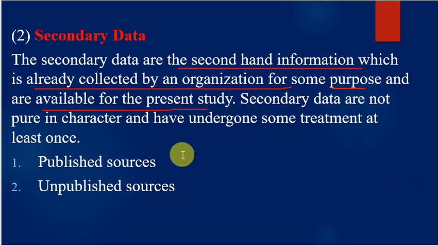Secondary data is not pure in character. It has already undergone some treatment at least once. That is why it is called secondary data. Primary data is first-hand information, being used for the first time. It has not gone through any treatment, but secondary data has already gone through treatment at least once. So that kind of information is called secondary data.